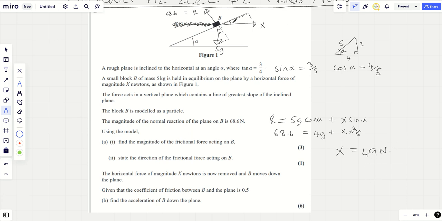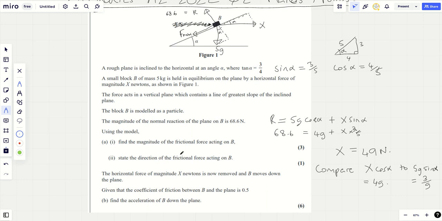Now, in order to decide which way the friction's going, compare x cos alpha, that's the force going up the slope, to 5g sine alpha. 5g sine alpha is just 3g, and x cos alpha, well, x is 5g as well, so 5g times 4/5 is equal to 4g. And so I now know the answer to part 2: friction is going down the slope, because the stronger force is going up the slope.